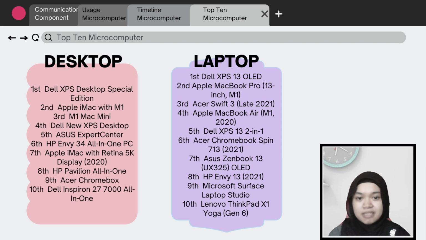For the laptops, in first place is Dell XPS 13 OLED. In second place is Apple MacBook Pro 13-inch M1. For third place is Asus Swift 3, made from the year late 2021. Followed by Apple MacBook Air M1 2020, Dell XPS 13 2-in-1, Acer Chromebook Spin 713 from the year 2021, Asus ZenBook 13 UX325 OLED, HP Envy 13 2021, Microsoft Surface Laptop Studio, and lastly, Lenovo ThinkPad X1 Yoga Gen 6.